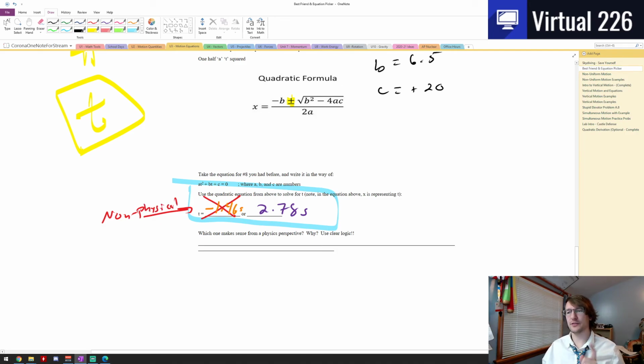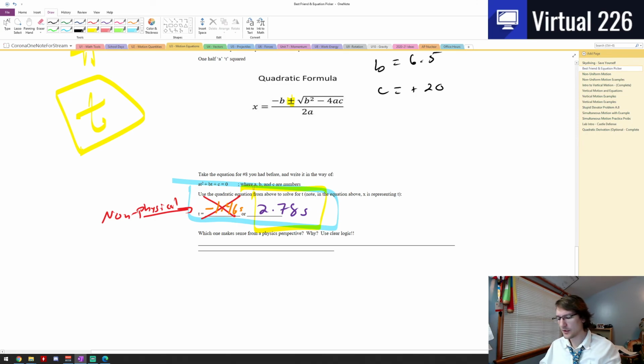Okay, it's non-physical. It is a number. Mathematically, it is a solution to this problem, but it doesn't make any sense from a physical standpoint. It is a negative time. You're going backwards through it. It just doesn't work. Okay, our only true answer that we have here is the 2.78 seconds. That's forward in time. That's how long it took for something to happen.